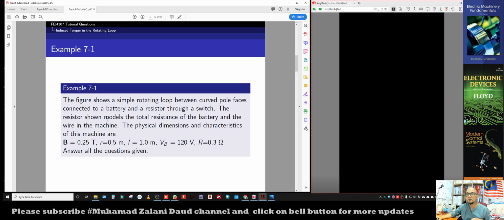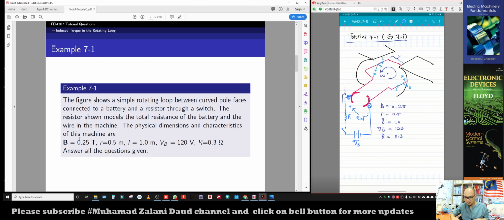The resistor shown models the total resistance of the battery and the wire in the machine. The physical dimensions and characteristics of this machine are B equals 0.25, R equals 0.5, L equals 1, VB is 120, and R is 0.3. All of the values are given here. I have redrawn this example in my canvas, as you can see, and all of the values given here have no unit.